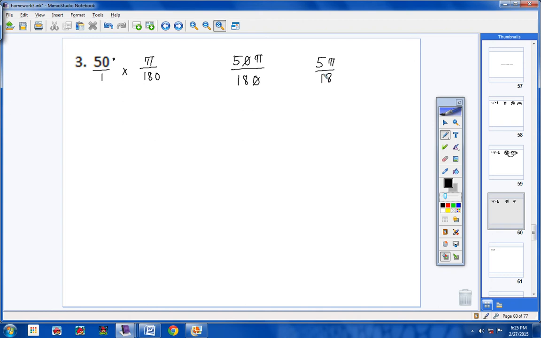This is radians, but now I want you also to write it in decimals. So 5 times 3.14 divided by 18 would give you 8.8722. Okay, so both of these are the same. They're both radians, just written in two forms.